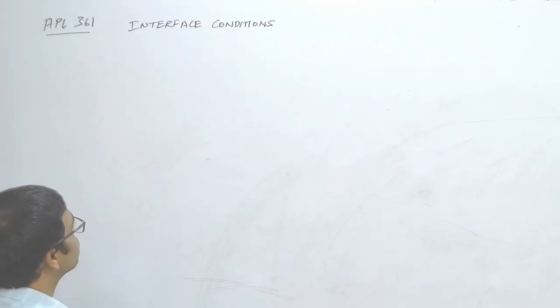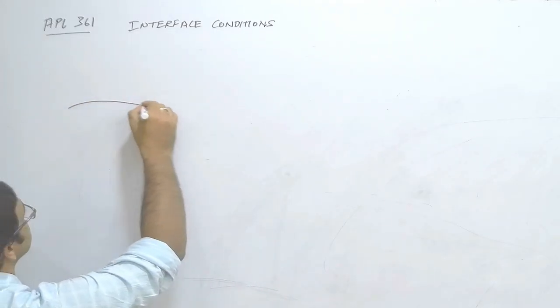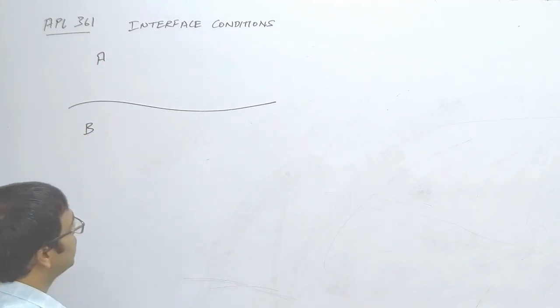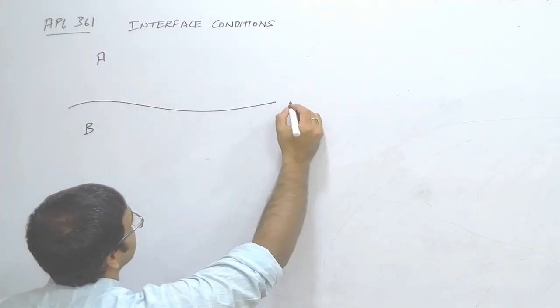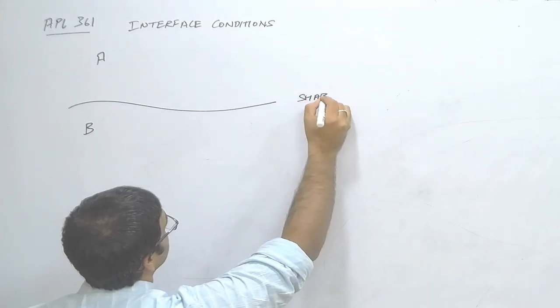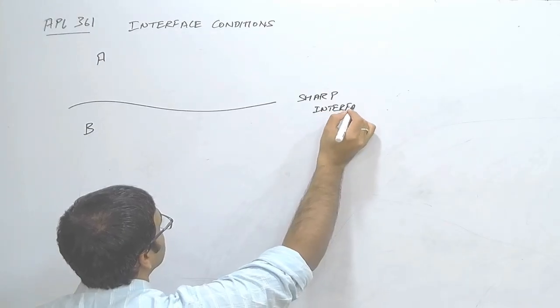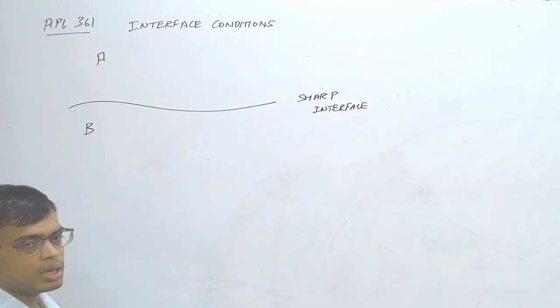Okay, so for example, let us say you have a fluid A and a fluid B here, and you have a sharp interface between them. Again, when we say sharp interface, we are modeling this.